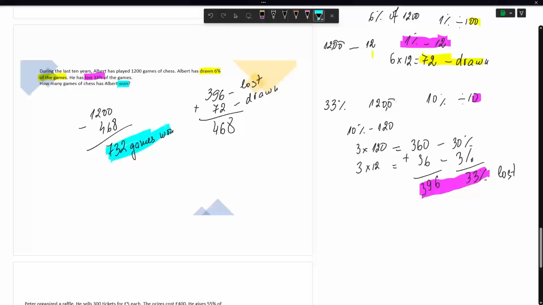Let's have a look at another example. Peter organized a raffle. He sells 300 tickets for £5 each. The prizes cost £400. He gives 55% of the profit to charity A and 45% of the profit to charity B. Work out how much each charity receives.